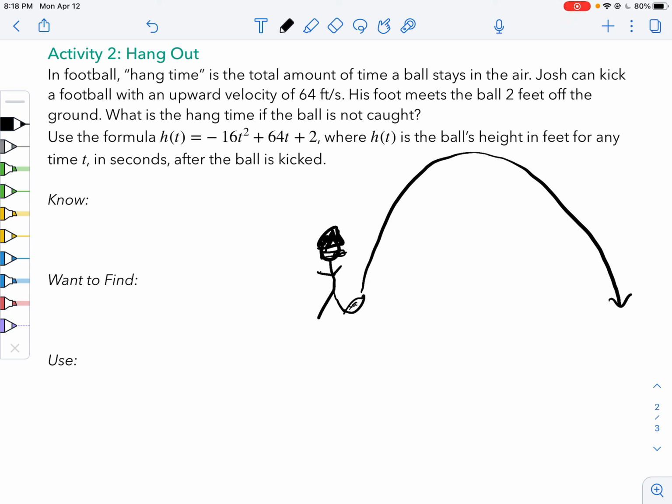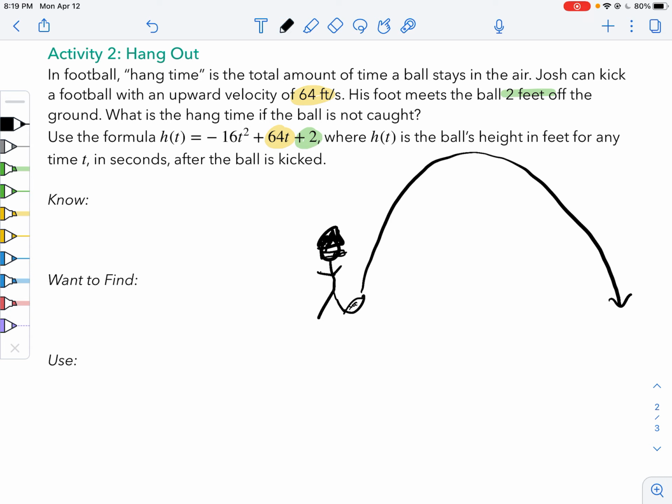Okay, upward velocity of 64 feet per second. That's where this comes in, right there. His foot meets the ball 2 feet off the ground. That's where this comes in right there. What is the hang time if the ball is not caught? So no one comes in and catches it. It goes all the way to the ground. Sweetums. So what do we know?